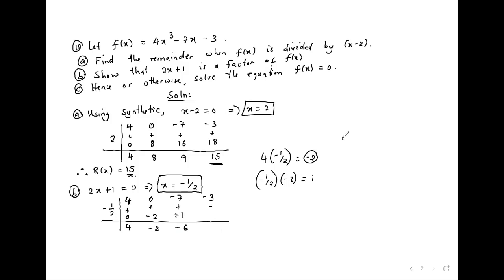Okay, so negative half times negative 6, we get positive 3. Oh yeah, negative 3 plus positive 3, 0. So when concluding, we say, since the remainder function is equal to 0, 2x plus 1 is a factor of what? Of f of x.